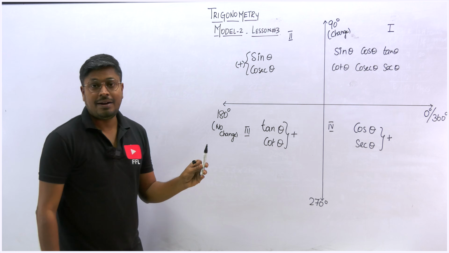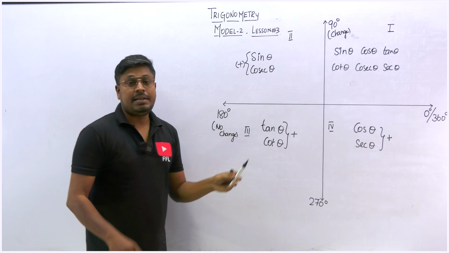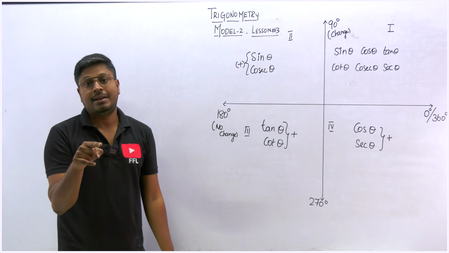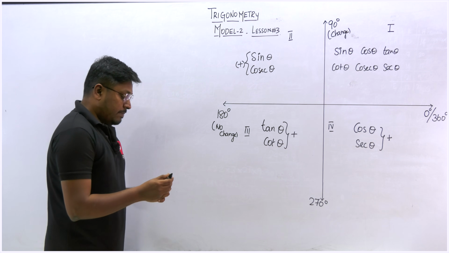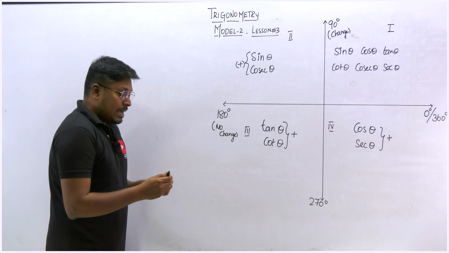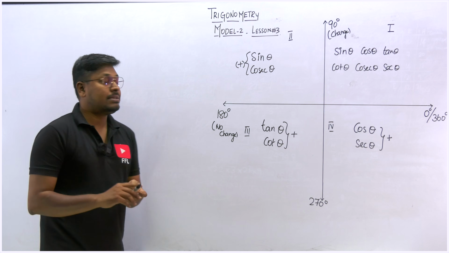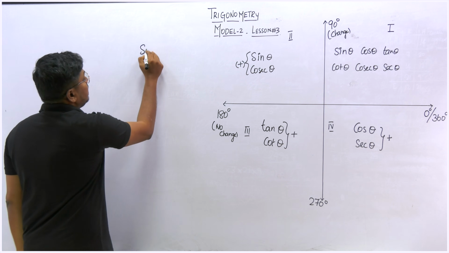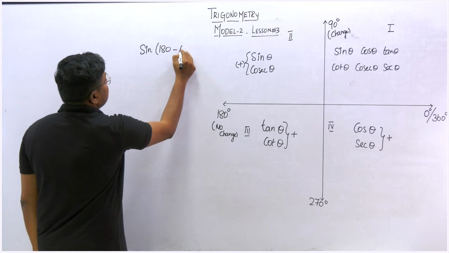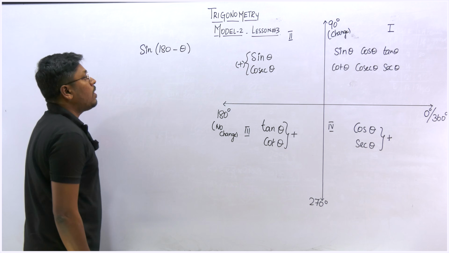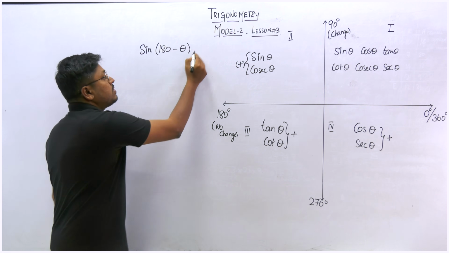And in the second quadrant, except sin theta and cosecant theta, all the remaining trigonometrical ratios are negative, right? That's it. So, last step. First you have to understand by seeing a question, right? For example, if you take sine of 180 minus theta, I am saying, if it is sine of 180 minus theta equals question mark.